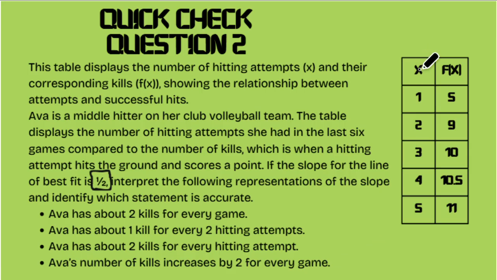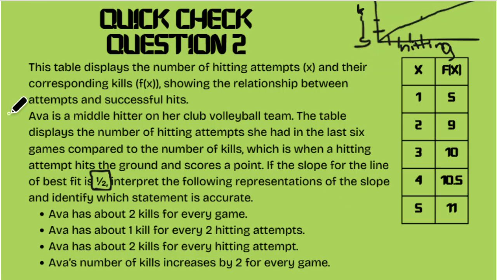I'll give you a hint. This is x, so obviously this is this axis, and it says x is hitting attempts. So hitting attempts, and so f of x is also y, so this is going to be kills. This is the way it's going to be set up, and we know that our slope is 1/2. So you're going to go up 1/2, up 1/2. Your line's going to look something like this.